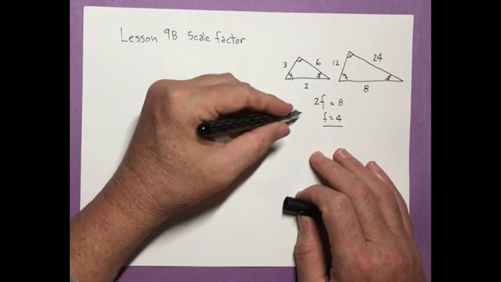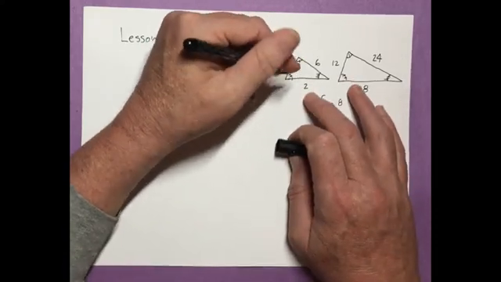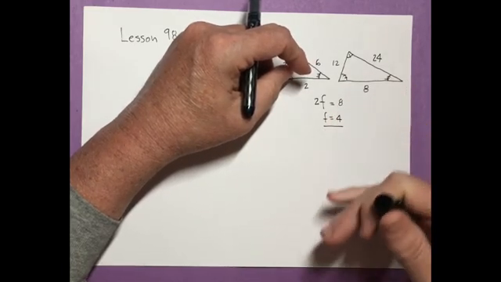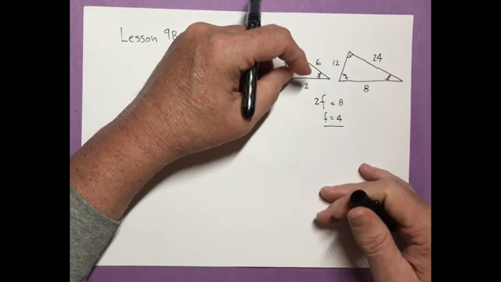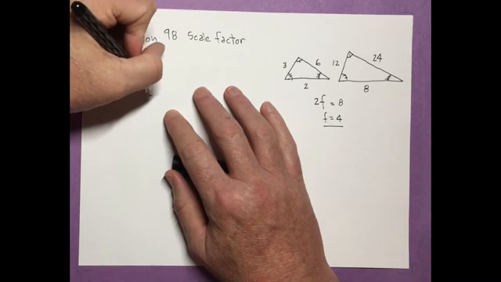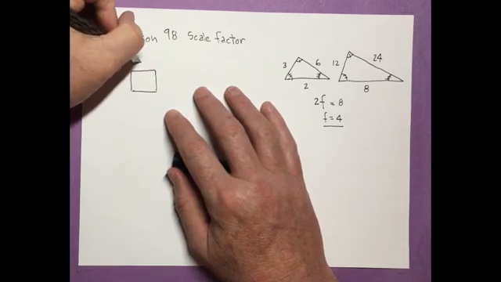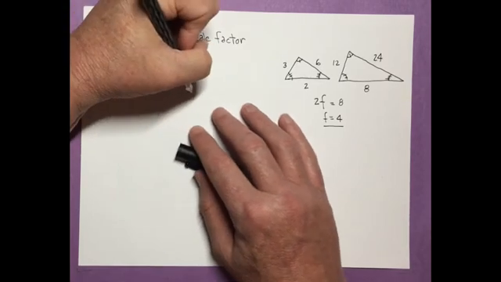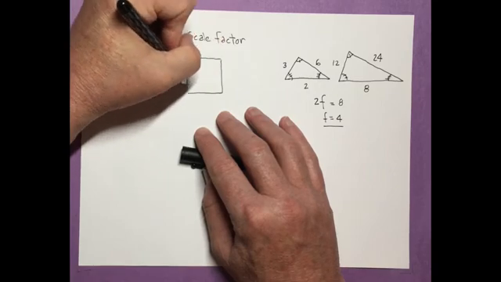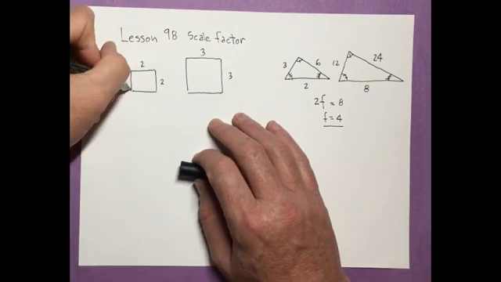Now, where this becomes really interesting is when we consider the scale factor between two shapes, and then we consider the scale factor of the areas or the volumes if we made a three-dimensional object out of those two shapes. So let's look at this example here. Let's say that we have a square that is 2 by 2. And over here, we have a square that is 3 by 3. And let's say inches is fine.